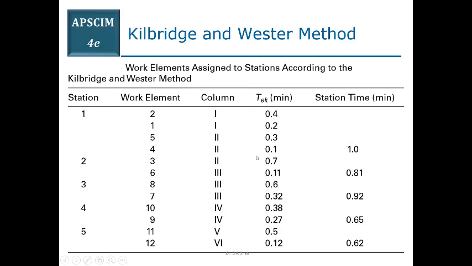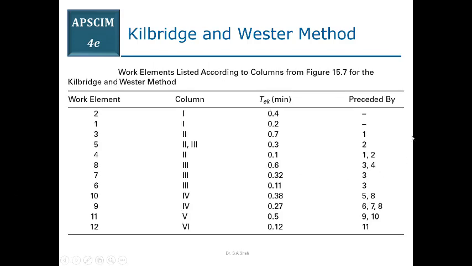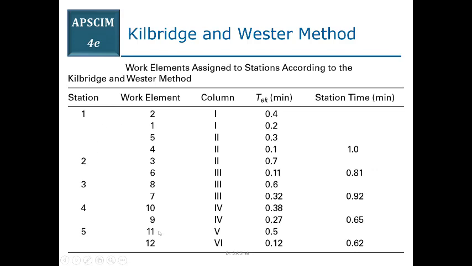So eventually when this workstation becomes full with reference to the available time, so you will have to add another workstation to the system. So that will be workstation number 2. And then the steps remain the same. You will have to start from the start of the table, look for the feasible element that can be assigned to station number 2, and so on. So this is the final distribution of the workload according to Kilbridge and Western method.